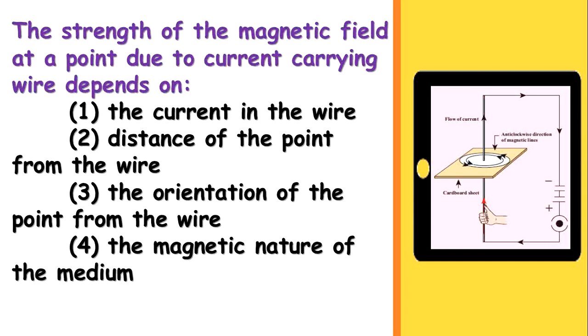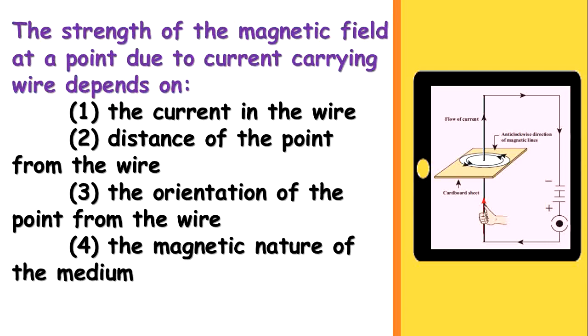Next, third point, orientation of the point from the wire. Next one, the magnetic nature of the medium. By winding the coil over a soft iron cylinder called a core, the magnetic field can be increased. So how do we increase the magnetic field? By changing the nature of the medium.